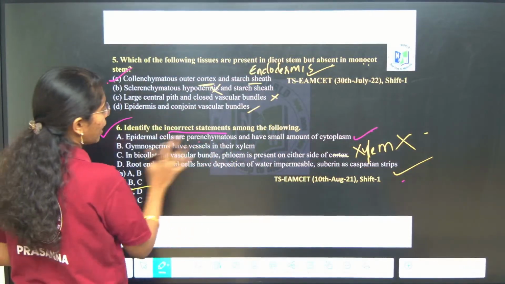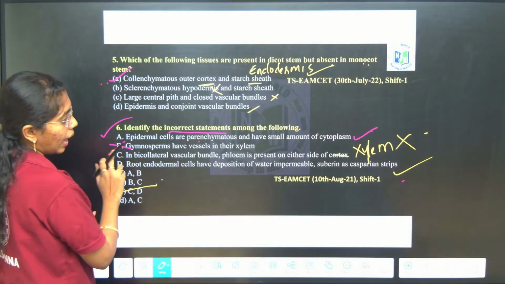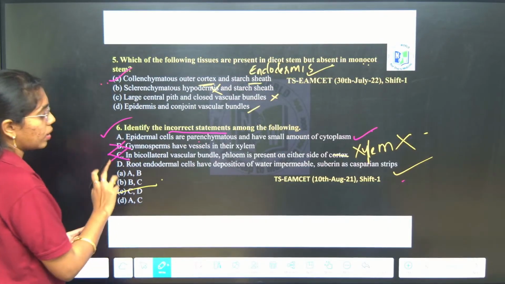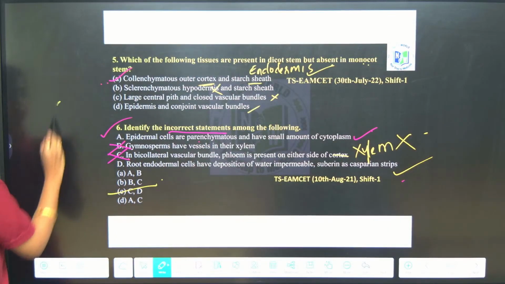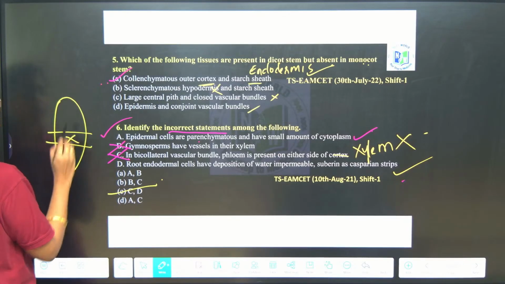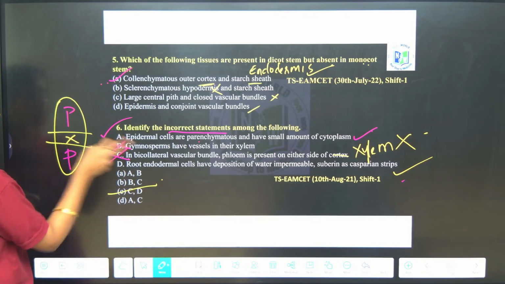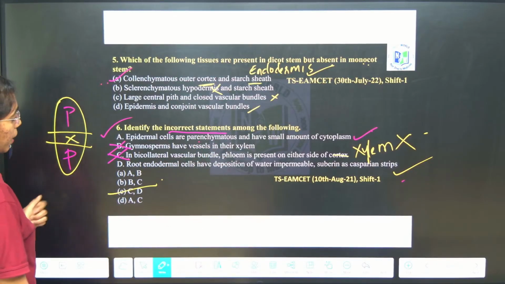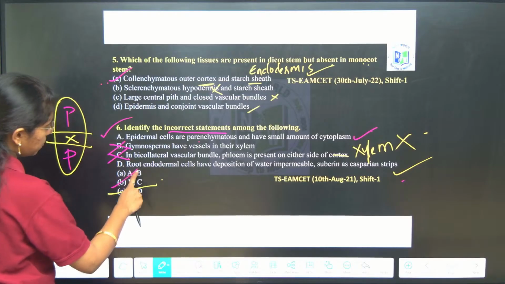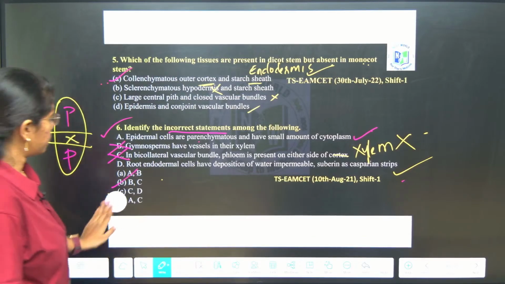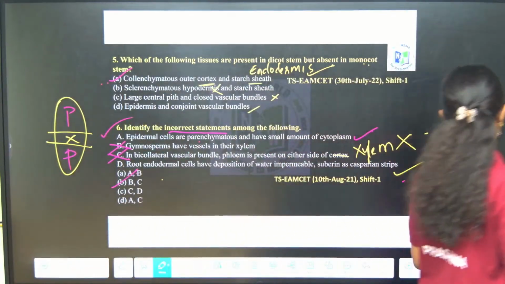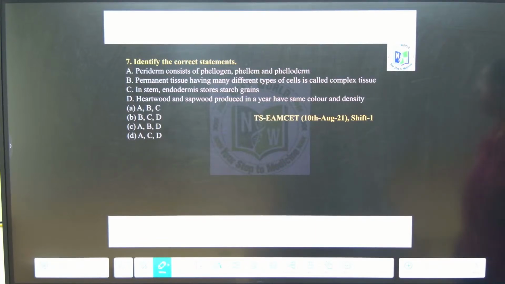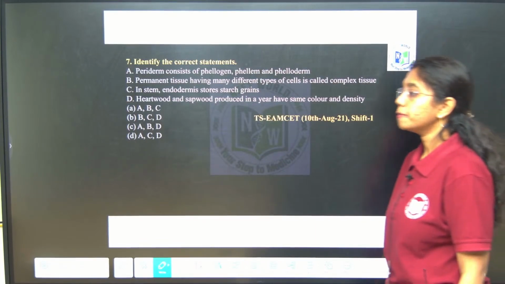And gymnosperms have vessels, so it is completely wrong. And then bicollateral vascular bundles have phloem in between xylem. Xylem is sandwiched at the center by 2 phloem tissues, that is bicollateral vascular bundles. There is no involvement of cortex over here. So it is B and C, option B. Okay. Next question, statement based again.